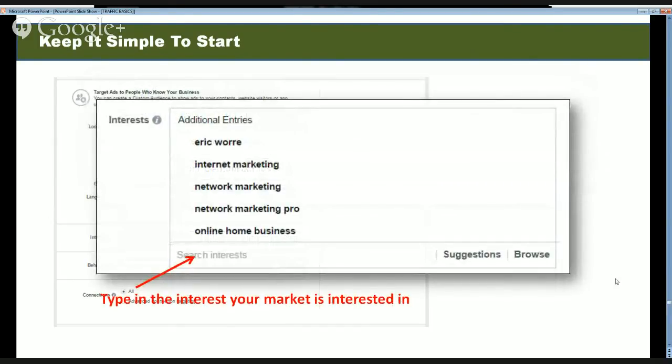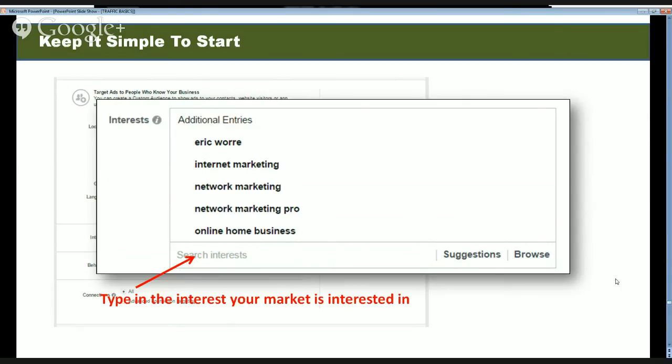we want to talk about the interests. Now, remember, when you set up your avatar, you identified the kinds of things they read, the kind of websites they go to, what they're interested in, what their hobbies are. Well, this is where you enter it. You can type in as many as you want. Okay, and here we've done Eric Worre. Eric is one of the top people in network marketing. He's a mentor, a guru. Okay, we've typed internet marketing, network marketing pro. That's something that Eric does. And online home business. Okay, those are all things that people would be interested in.